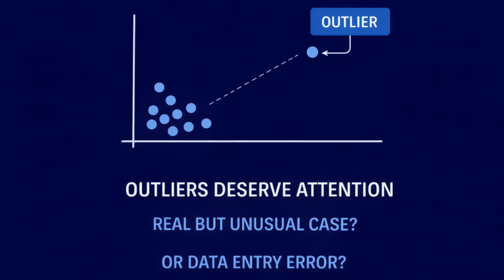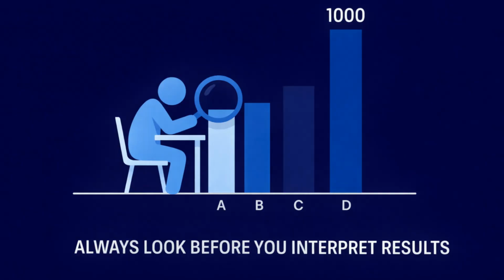Outliers deserve special attention. An outlier is a value that is far from the rest of the data. Sometimes outliers represent real but unusual cases. Other times, they come from data entry errors, such as typing 500 instead of 50. A good habit is to always look at your graphs before interpreting results to catch impossible or suspicious values.